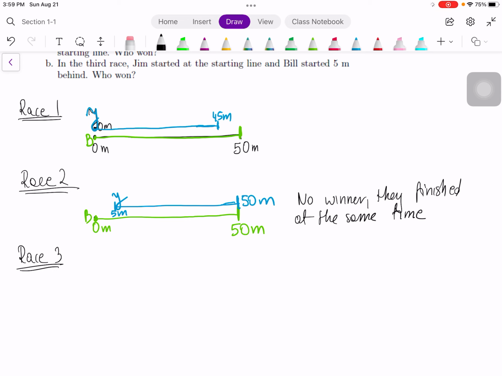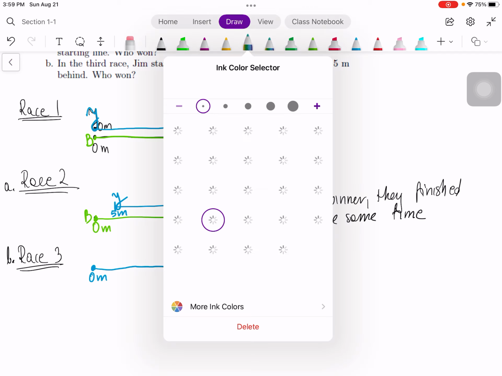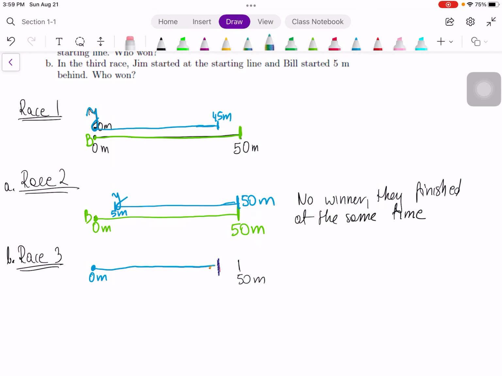So that's part A, and here's part B, race 3. In the third race, Jim started at the starting line, and Bill started 5 meters behind. Who won? Okay, so this time Jim is at the starting point, right? And he ran, say, I'm gonna mark here in black, that's 50 meters, but we know that Jim does 45 meters. Okay, so he would finish here, 45 here.